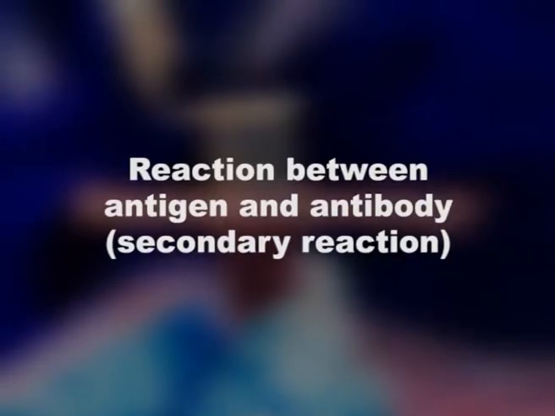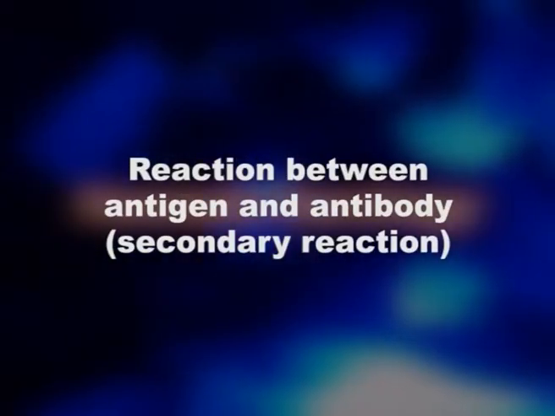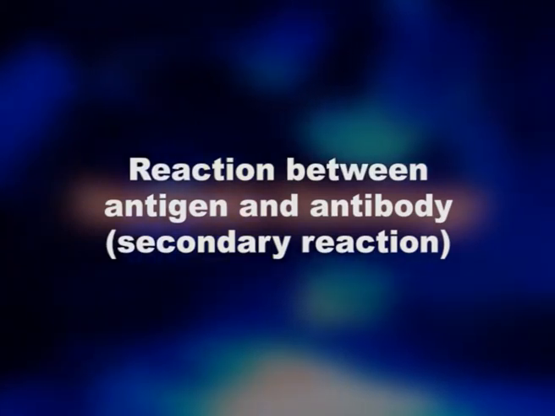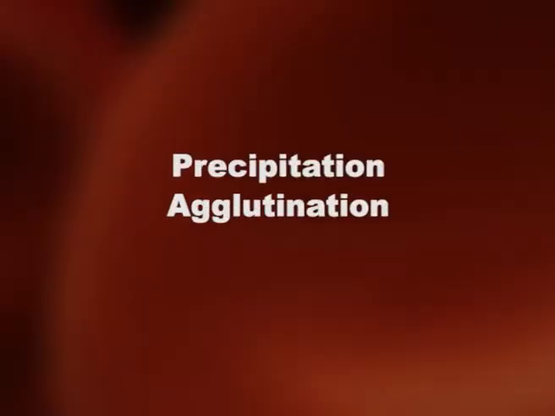Module 2, reaction between antigen and antibody, that is the secondary reaction. The primary reaction between an antigen and an antibody is often followed by a secondary reaction. The three types of secondary reactions are precipitation, agglutination and complement fixation. The techniques that detect secondary reactions are usually less sensitive but easier to perform than primary reaction assays.